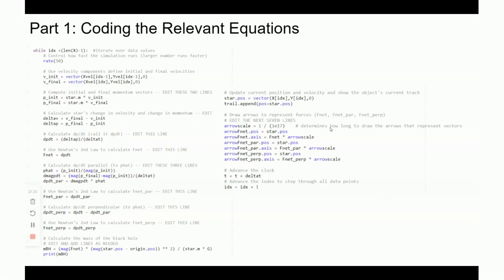So we did use an iterative coding technique here. We start with our initial velocity, which we can then multiply by mass to find the initial momentum. We find finals of both of those, and then we can calculate our F net as normal. And then we can introduce our new ideas to find the parallel and perpendicular components of our net force to ultimately find the mass of the black hole.